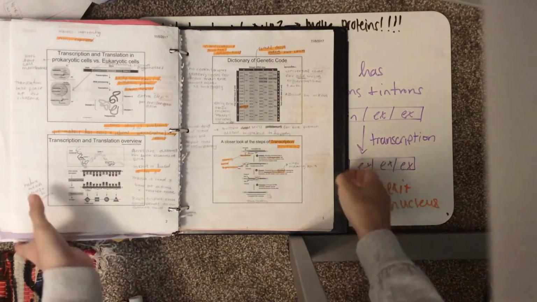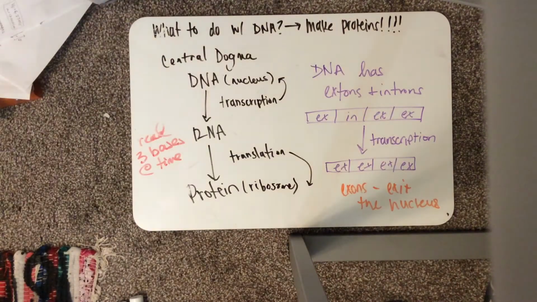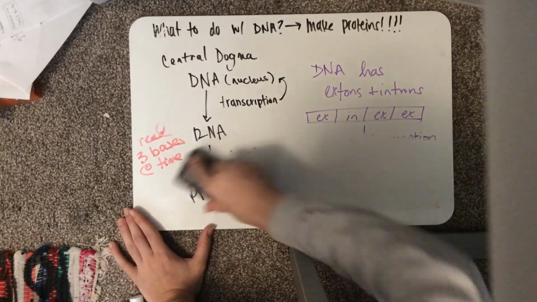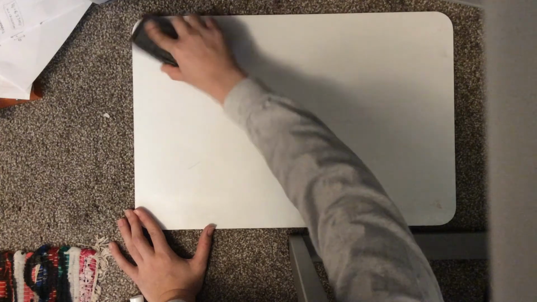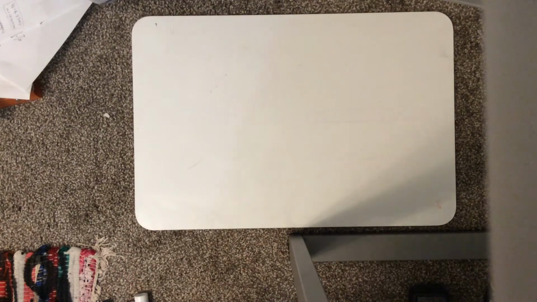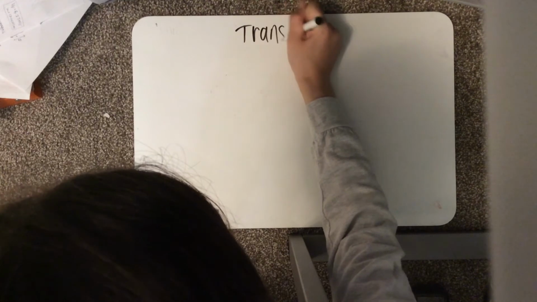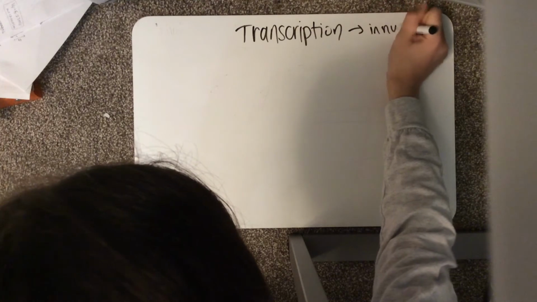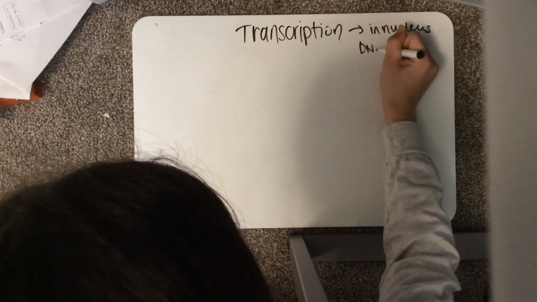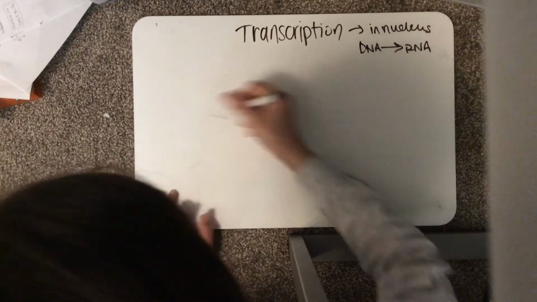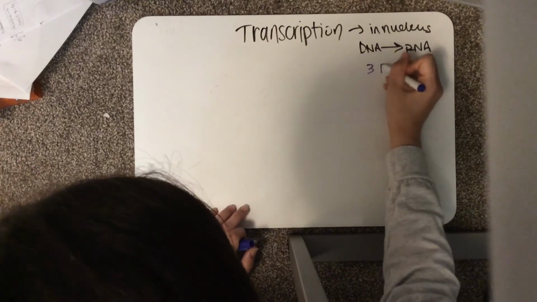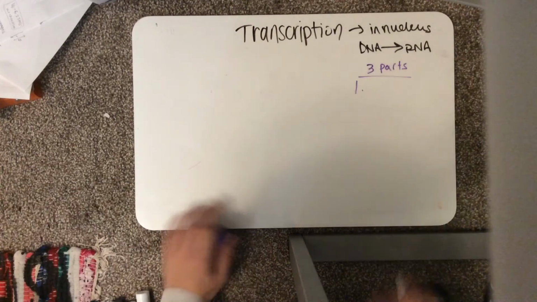So let's get into the nitty-gritty. The first step is transcription. Okay, so we're going to start there. I'm going to erase. Transcription. Again, we're in the nucleus, and we're going from DNA to RNA. There are 3 steps to this, or 3 parts. I guess we're going to write parts.